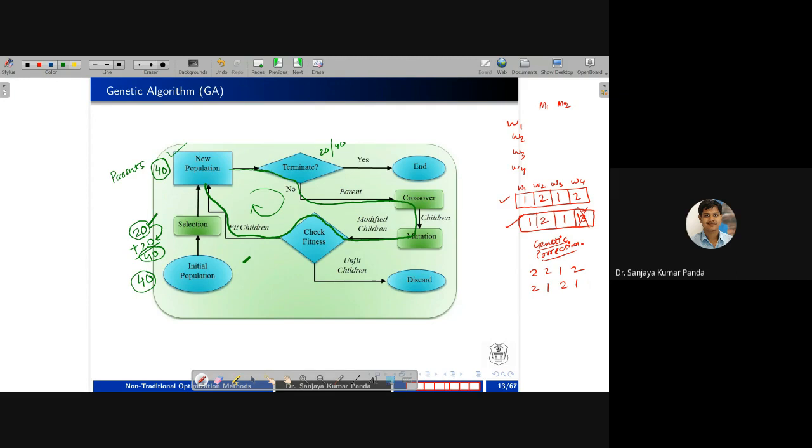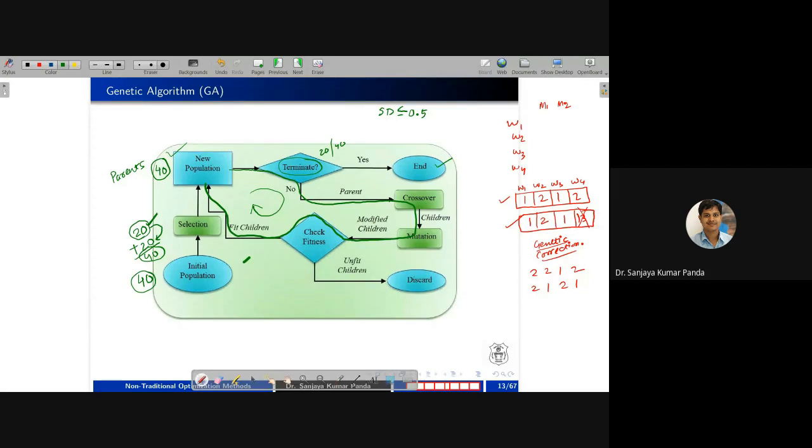Sometimes, suppose I am considering standard deviation as my termination criterion. I'll say that until the standard deviation is less than or equal to 0.5, you have to iterate. Once you get below 0.5, I am satisfied with the solution. Such types of conditions you have to put here. If the terminate condition is satisfied, then you will stop. If it is not satisfied, then you are allowed to do the iteration.